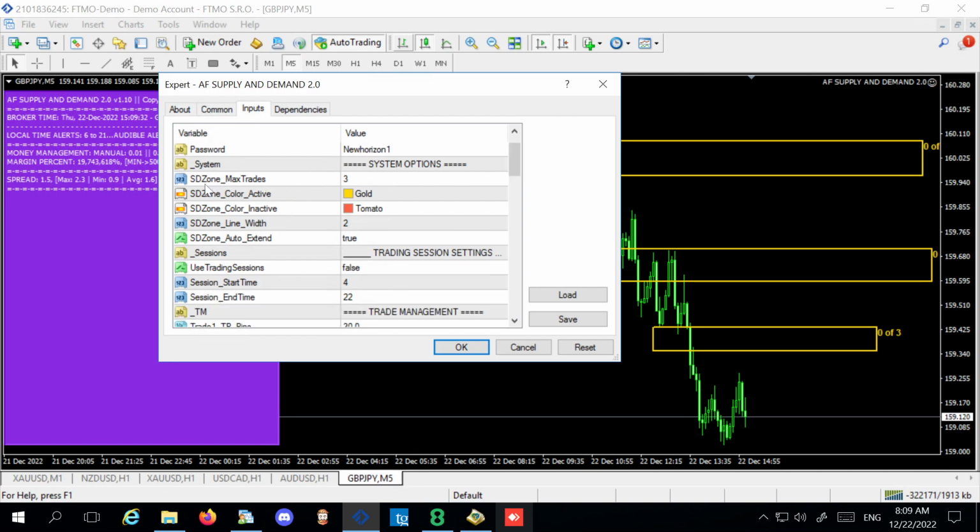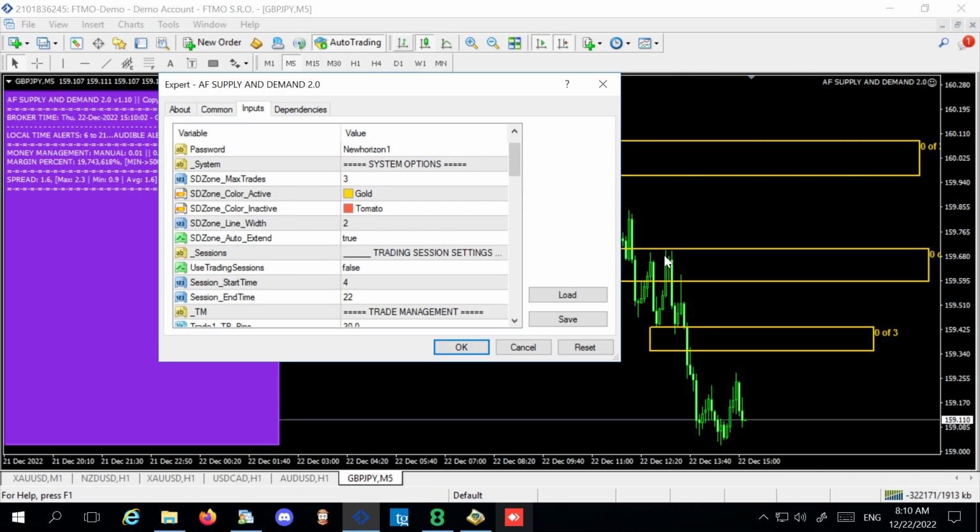Then going over to SD Zone Max Trades, it's very simple and easy to explain. For each of these zones that are built up, guys, you're going to have multiple attempts at that supply and demand zone. You can see from this big rectangle, it's made up of a zone. The first attempt was here. So this is the first drop. This would be classed as max trade 1.